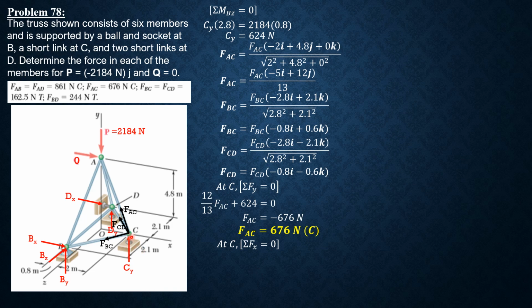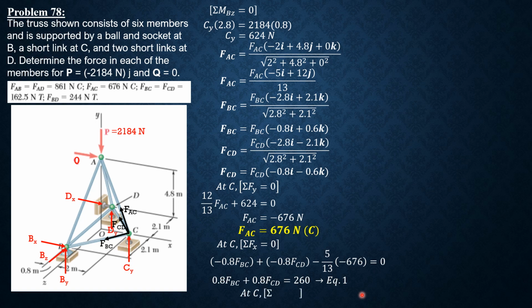So X component of FBC is negative 0.8 FBC. X component of FCD is also negative 0.8 FCD. Then X component of FAC is FAC times negative 5 over 13, or negative 5 over 13 times FAC. But FAC is negative 676 equals 0. Simplifying, 0.8 FBC plus 0.8 FCD equals 260. Call this equation 1. Then summation forces along Z equals 0 at C.